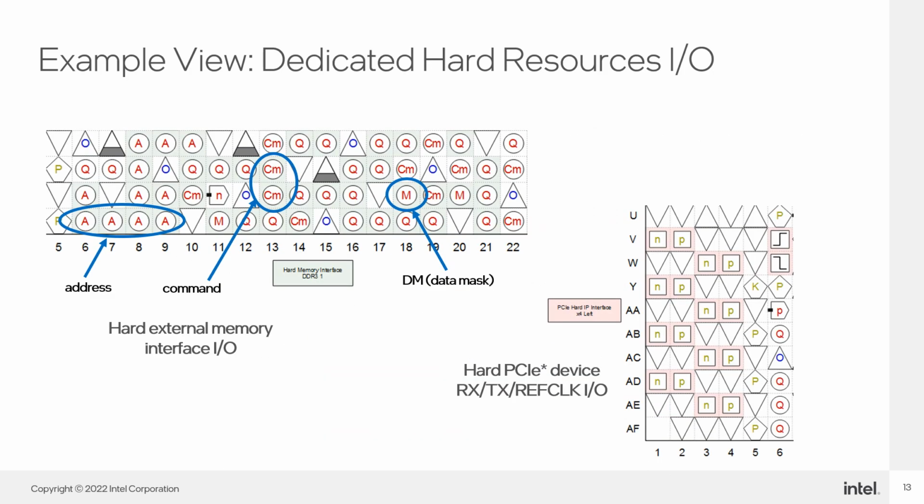Other views highlight the pins required for using hard IP features of the selected device. You can view the pins required for connecting to the hard memory controllers or the hard PCIe blocks. This makes it much easier to make location assignments for the signals required when using these features.